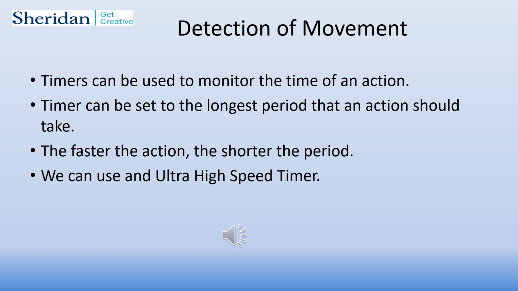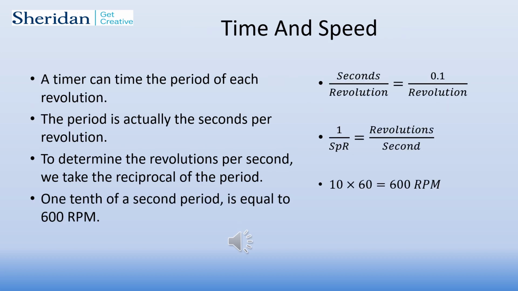If we need to time anything with a very short period of time, we can use an ultra-high-speed timer. For the sake of this discussion and this lab, we're going to look mainly at rotating equipment. We can also use timers to time the movement of robots or arms, to move pieces from one place to another, or for a complete process to take place. A timer can time the period of each revolution. That's what we've done with the striker and the proximity speed switch.